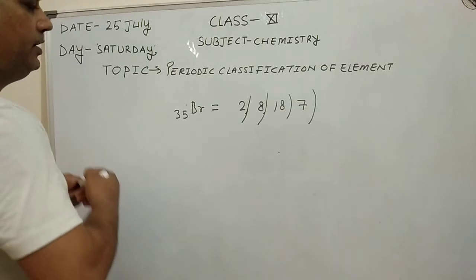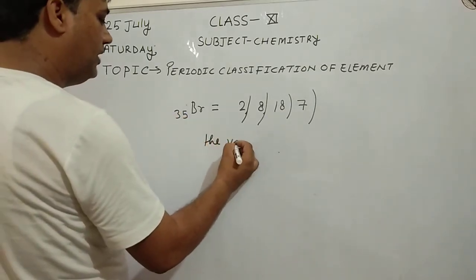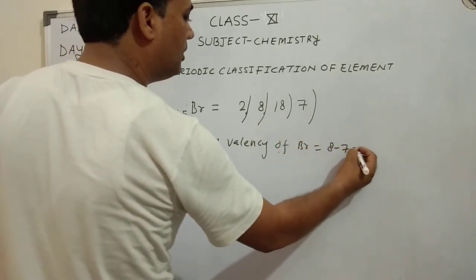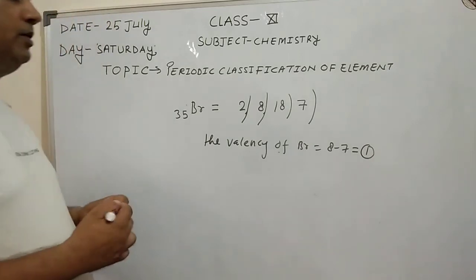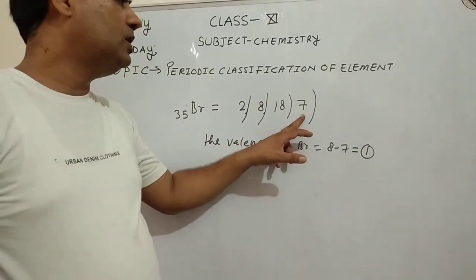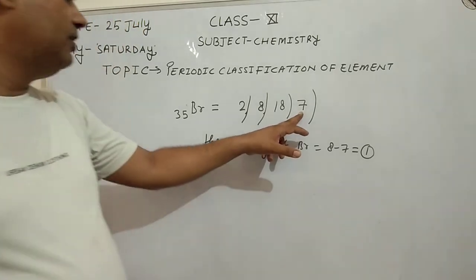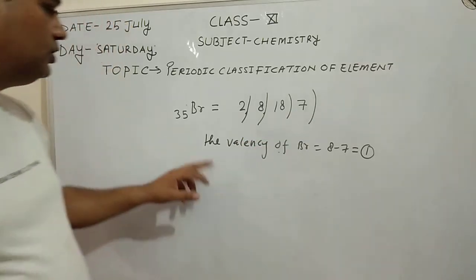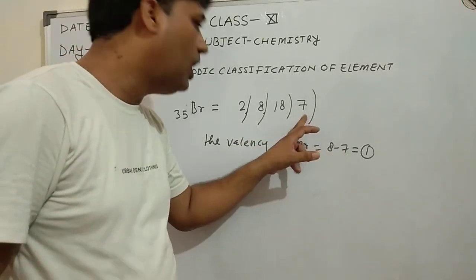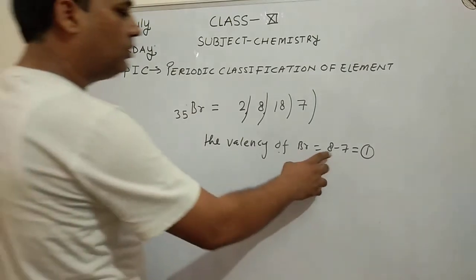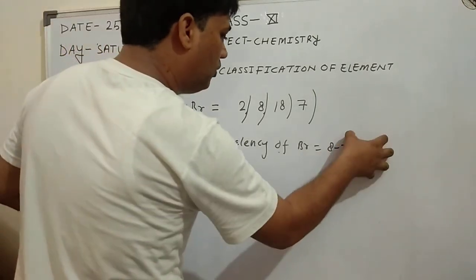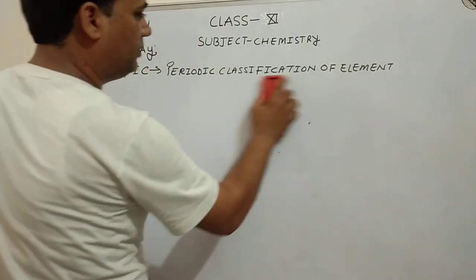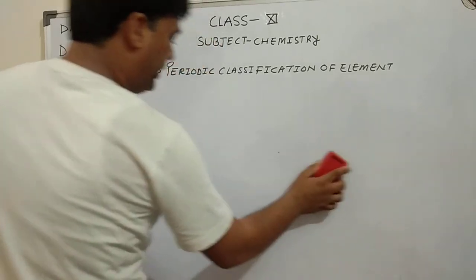The valency of Br is equal to 8 minus 7, which is equal to 1, because it requires 1 electron to complete its octet. So its valency is 1. If the outermost shell contains more than 4 electrons, then valency is equal to 8 minus the number of electrons in the outermost shell. So valency is 8 minus 7, which is equal to 1. In this way we can easily write the electronic configuration of an atom of an element.